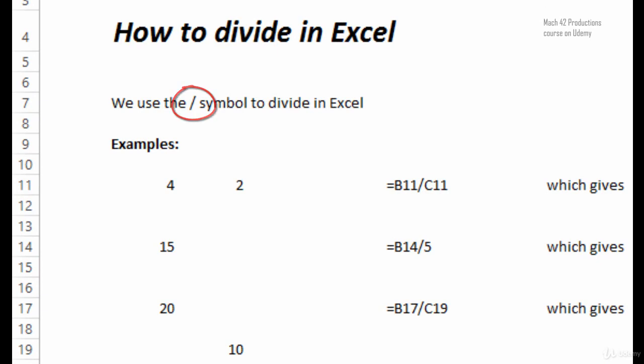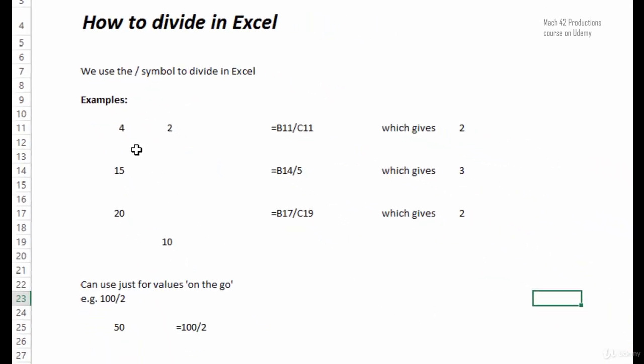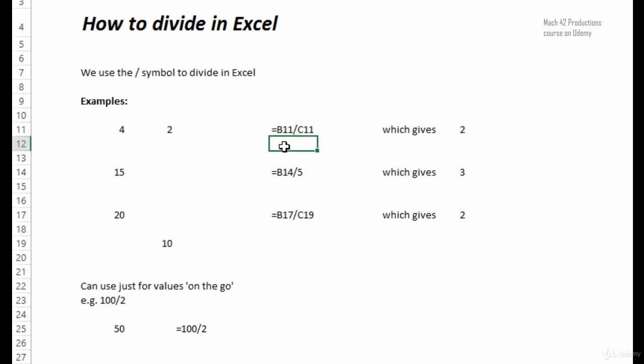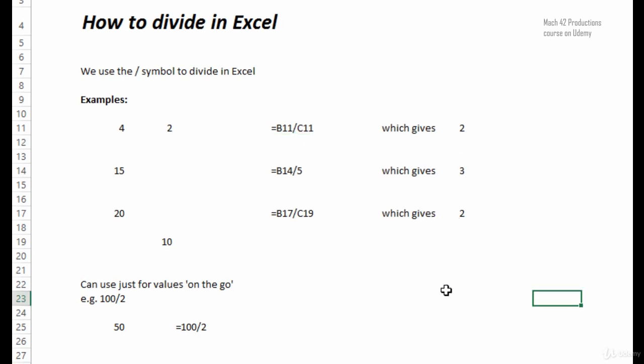Now just taking a look at our examples, here we have 4 and here we have 2. If we wanted to divide 4 by 2, we would click in a cell and write equals B11 forward slash C11. That would give us 2.